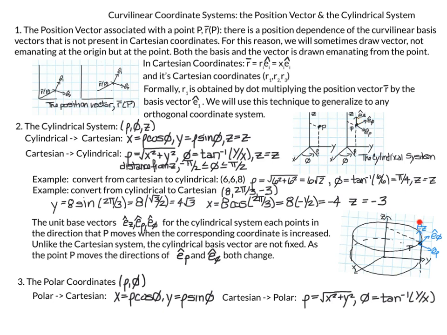And we had this picture to show us what happens. So basically, the unit basis vectors, e z, e rho, and e phi, for the cylindrical system, each points in the direction that p moves when the corresponding coordinate is increased. So unlike the Cartesian system, the cylindrical basis vectors are not fixed. So we looked at that over here. z isn't too bad because z always points up. So if you move the point p in the direction of increasing z, then you're always going to be moving up.